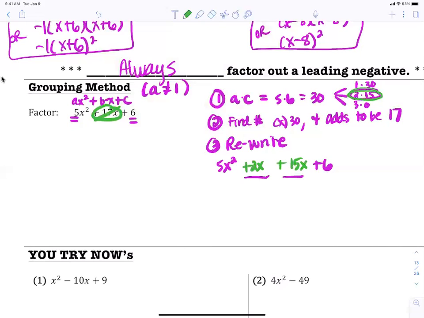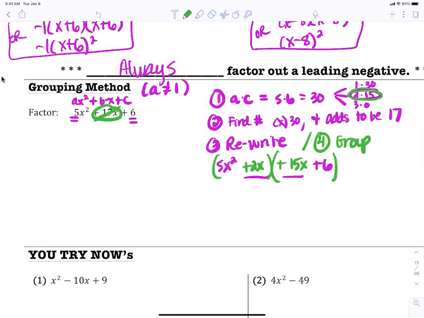Now, when we solve by grouping, grouping happens whenever we have 4 terms. So in step number 4, we actually perform what's called the actual true grouping step. And that is where we group the first 2 terms and we group the second 2 terms. And what we do is we find a GCF. And really we treat them kind of like 2 separate problems.